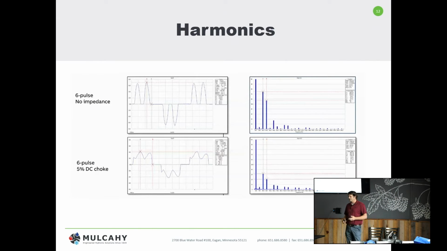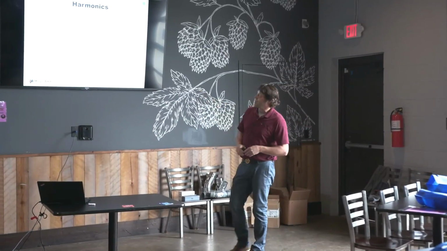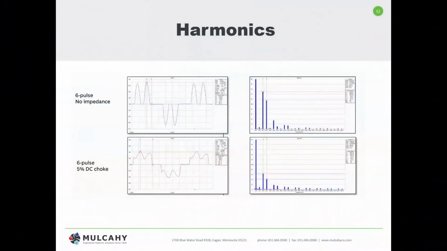So instead of actually telling you exactly how harmonics or harmonic distortions are created with the nonlinear loads, I was going to use a couple of examples here and just show you what it is we're actually looking at and what we're looking for. So I've got up here a 6-pulse drive with no impedance and a 6-pulse drive with 5% DC choke. The two images to your left are if you were to hook up an oscilloscope to the input side of that drive.